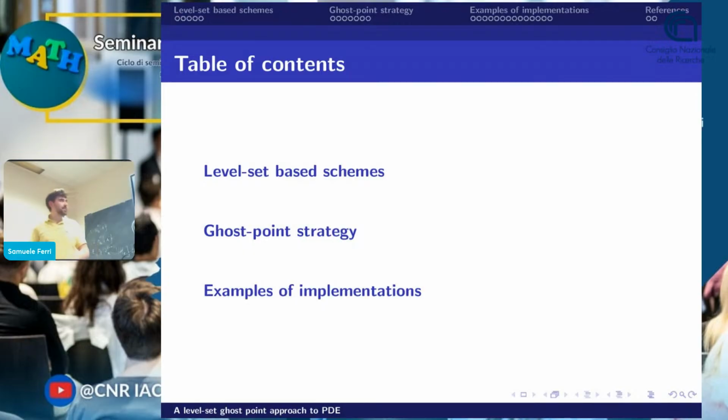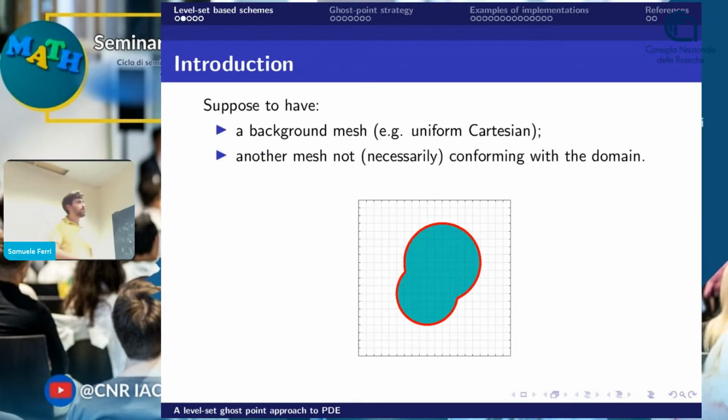Let's start with the table of contents of this presentation, which is split in three parts. In the first part, we see what level set based schemes are. In the second part, we see the ghost point strategy approach. And in the third part, we see the implementation of these two strategies. Let's start with the first one.